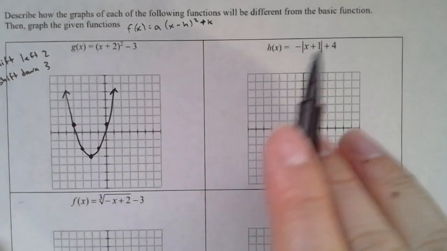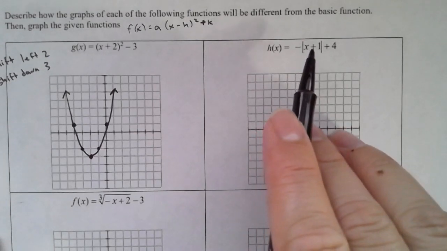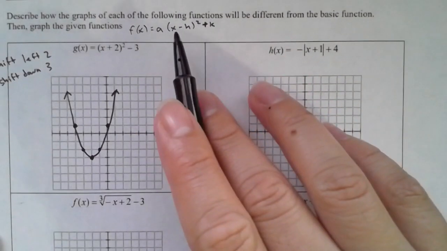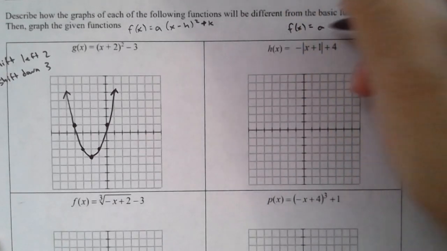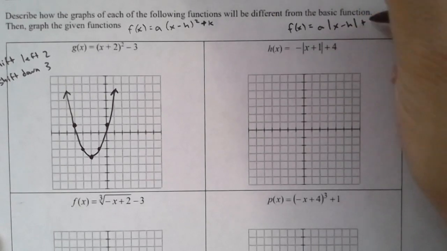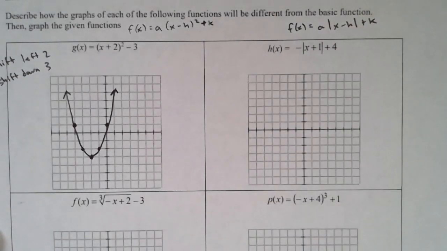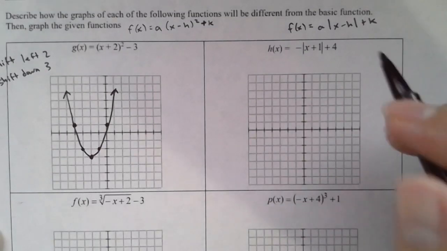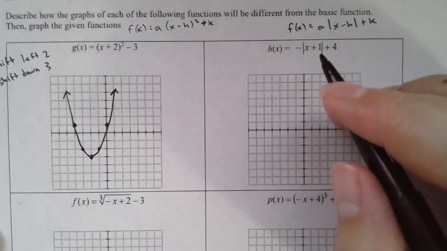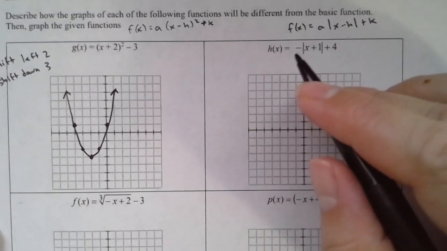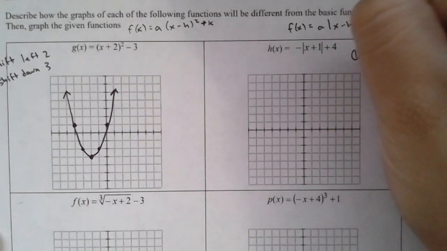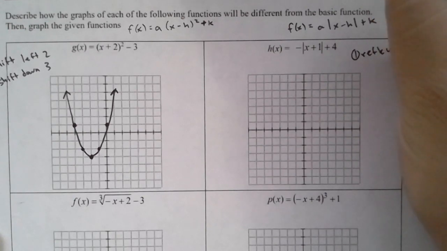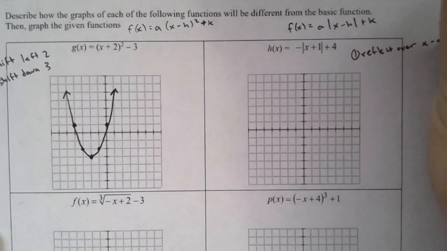Next one, I have the absolute value function. Again, it looks like this, except I guess it's handy to rewrite these for you guys. You have x minus h plus k. This is what it looks like for the absolute value function. So right here, I have a reflection over the x-axis. So let's write that: reflect over x-axis.